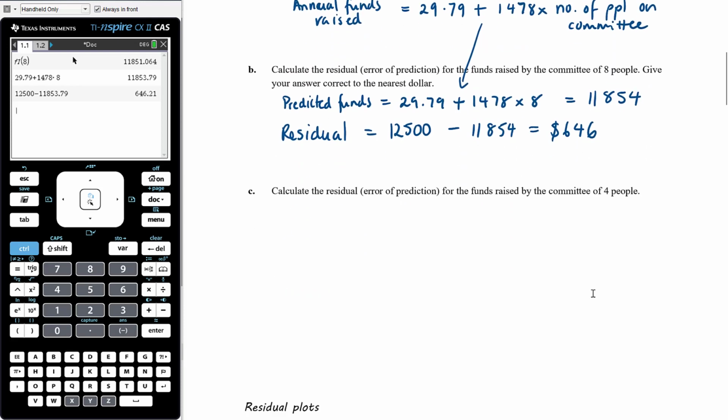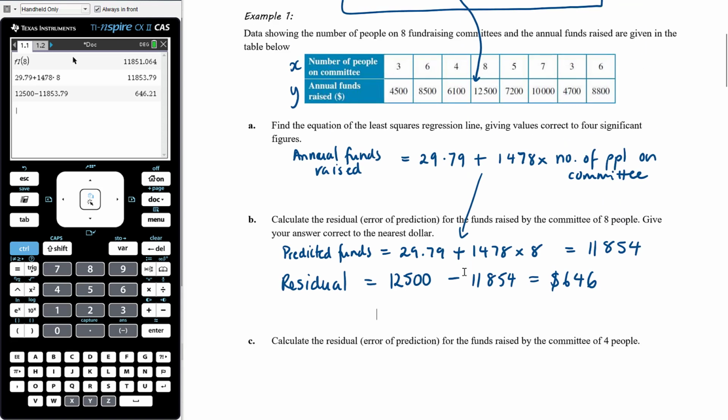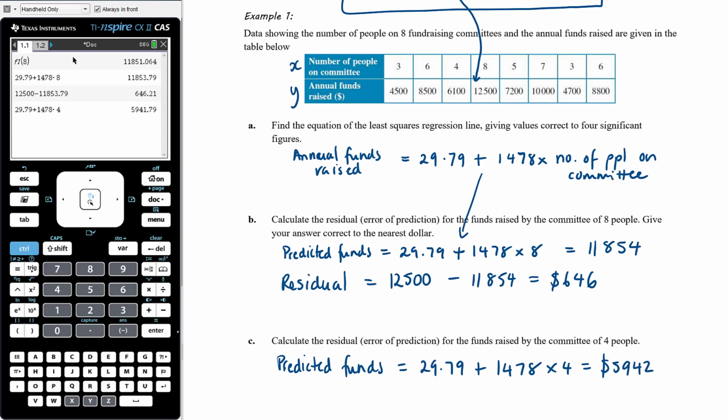Calculate the residual error of prediction for the funds raised by a committee of 4 people. Okay, so again, we need to first of all use our regression equation to find the predicted funds for 4 people. So the predicted funds raised by 4 people is going to be 29.79 plus 1478 times 4. So we get predicted funds raised of $5,942 to the nearest dollar.